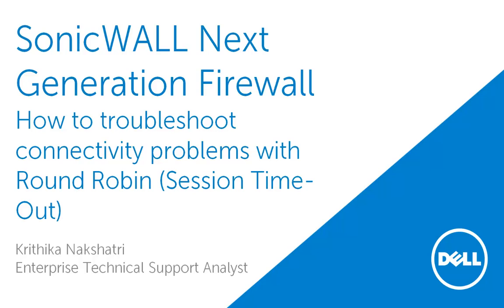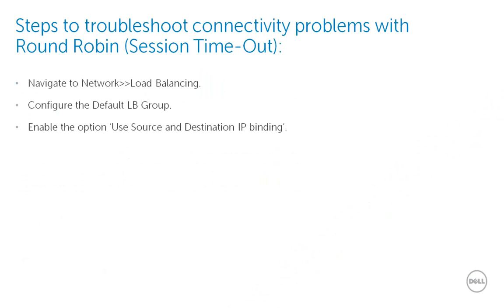In this video, we demonstrate how to troubleshoot connectivity problems with round robin. When we have more than one WAN connection and we apply load balancing, we may choose one of the four options: basic failover, round robin, spillover, and ratio.